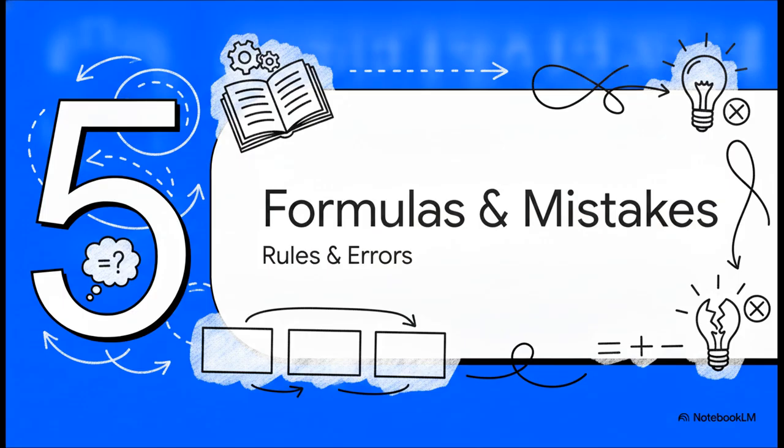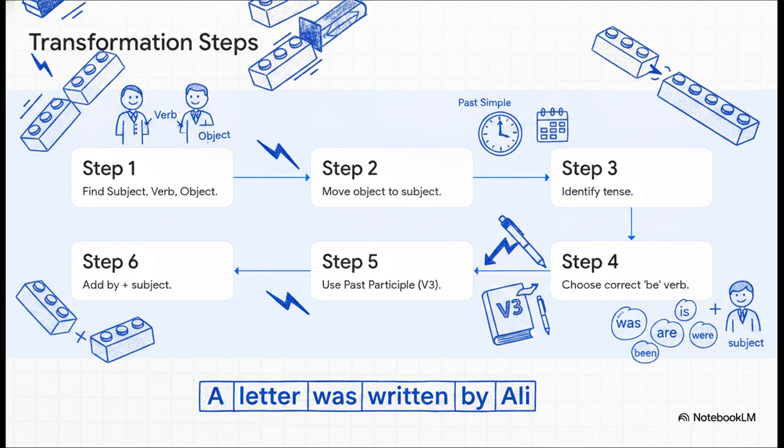Which leads us to our final section, Section 5, Formulas and Common Mistakes. Okay, here is your definitive 6-step blueprint for rearranging those Lego blocks we talked about earlier. Let's take the active sentence, Ali wrote a letter, and walk through it.